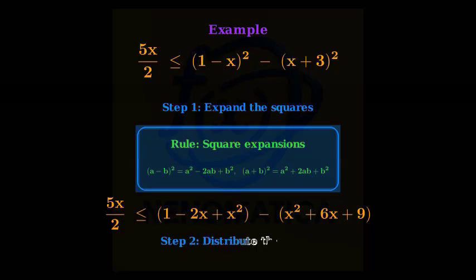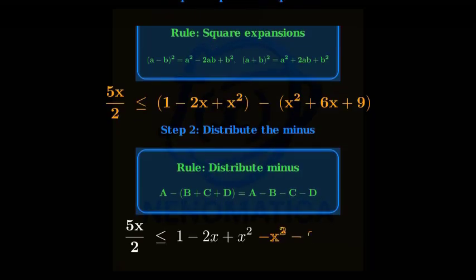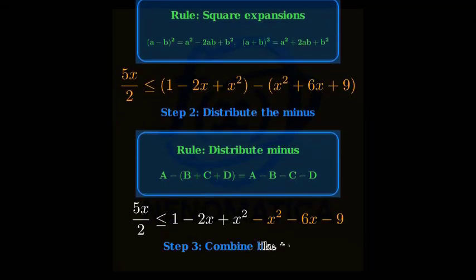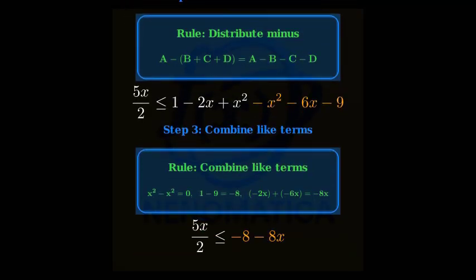Step 2. Remove parentheses and distribute the minus through the second group. Step 3. Combine like terms on the right. x squared minus x squared cancels to 0. 1 minus 9 is -8, and -2x minus 6x is -8x.